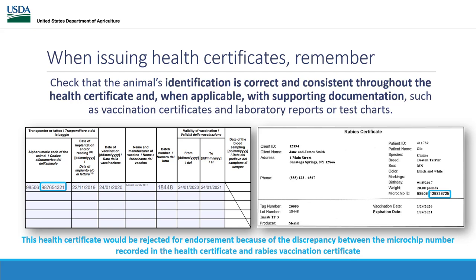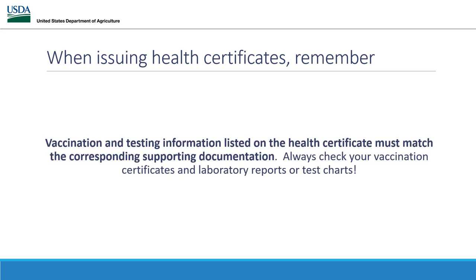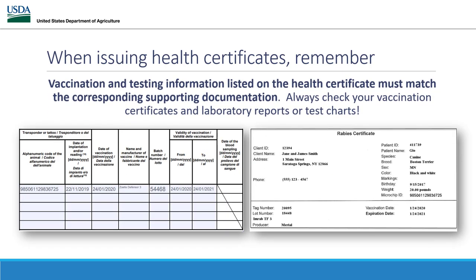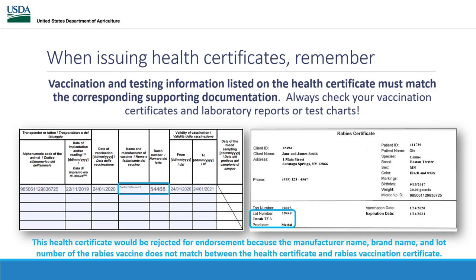Similarly, vaccination and testing information recorded on the health certificate must match the corresponding vaccination certificate and laboratory test reports. Take another second to review this health certificate and the rabies vaccination certificate. Did you spot the problem? It's here, in the manufacturer name, brand name, and lot number of the rabies vaccine. This mismatch would also result in the health certificate being rejected by your USDA endorsement office until you confirm the actual rabies vaccine administered and correct the erroneous document.